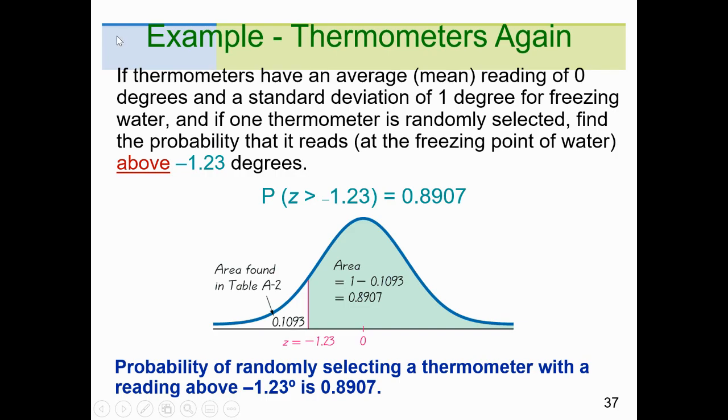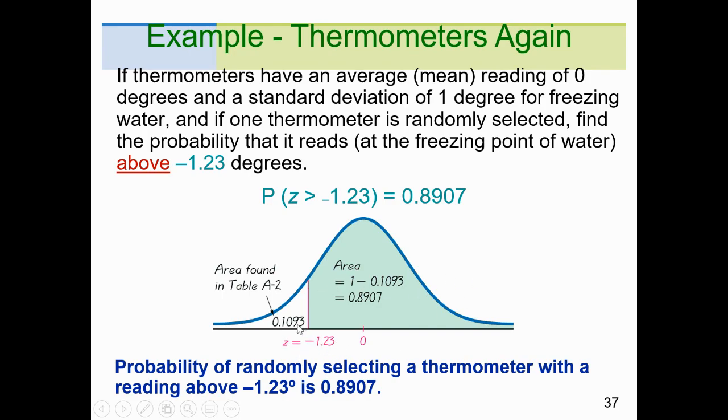All right, so the first problem, we wanted to know the area less than 1.27. Now we're going in the other direction. We want to find the probability that this thermometer reads greater than negative 1.23 at the freezing point. If I were to use my table, first of all, I would draw my diagram. There's my 0. Negative is to the left of 0. I'm looking for the probability of the reading being greater than. Well, greater than means to the right.